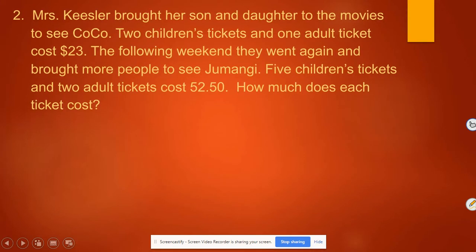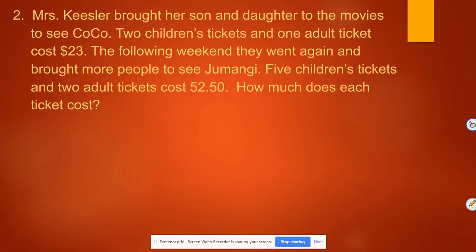Mrs. Kiesler brought her son and daughter to the movies to see Coco. 2 children's tickets and 1 adult ticket cost $23. The following weekend, they went again and brought more people to see Jumanji. 5 children's tickets and 2 adult tickets cost $52.50. How much does each ticket cost?